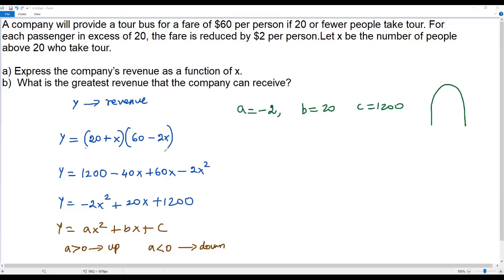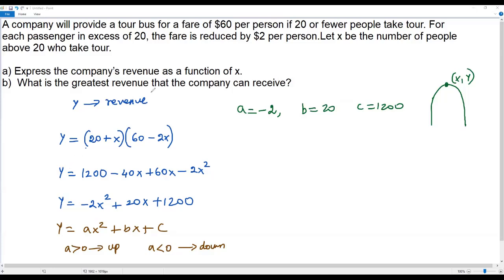Whenever a parabola opens down, we'll have only a maximum value for y, and that maximum value of y will occur at the y coordinate of the vertex. So let's assume x comma y is the vertex of this parabola. The maximum value of y will occur at the vertex. This is a maximum point on the parabola. If you consider any other point, the value of y will be less than the value at the vertex. So we have to find the y coordinate of the vertex that gives the maximum value of y.